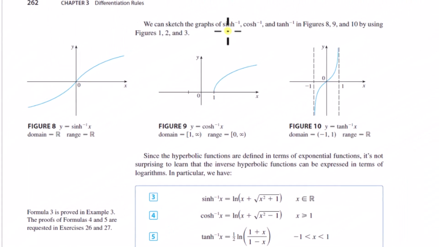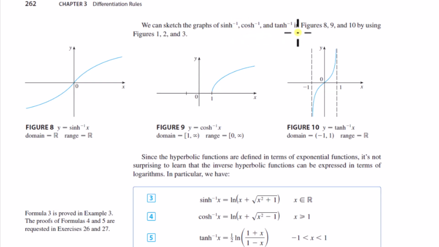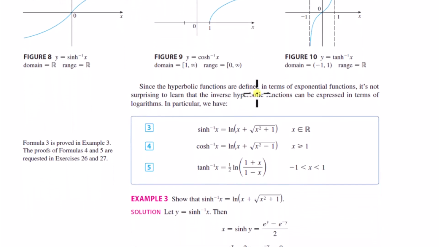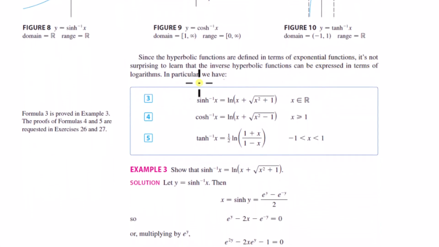We can sketch the graphs of the inverse hyperbolic sine, cosine, and tangent by using the graphs of the original functions. So remember from algebra how you sketch inverses. It's the mirror of the function about y equals x. And so you can see that the output of inverse hyperbolic cosine is going to be from 1 to infinity, which makes sense.